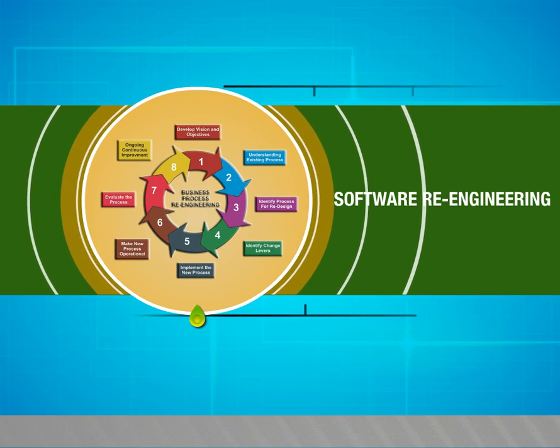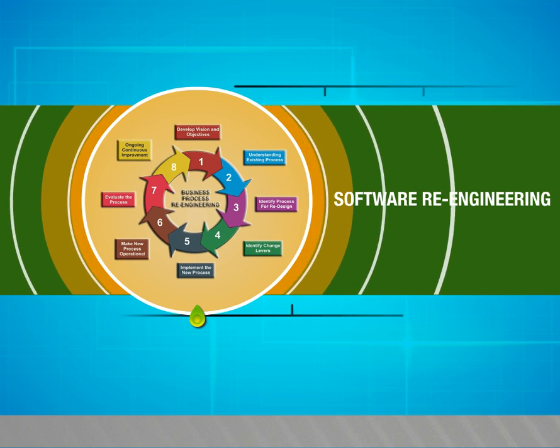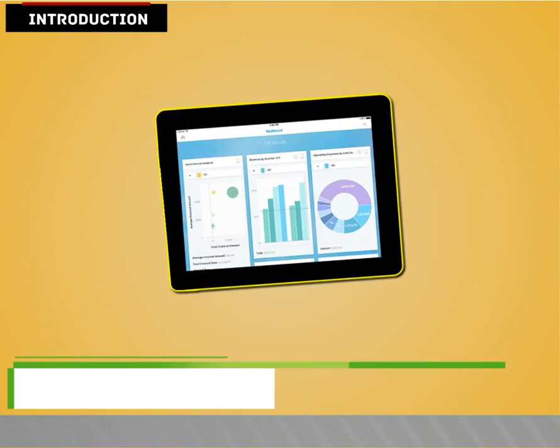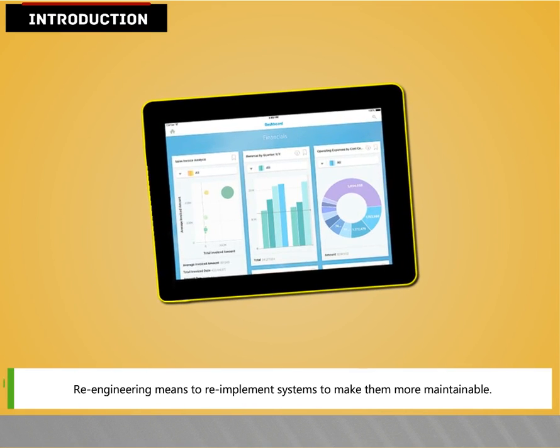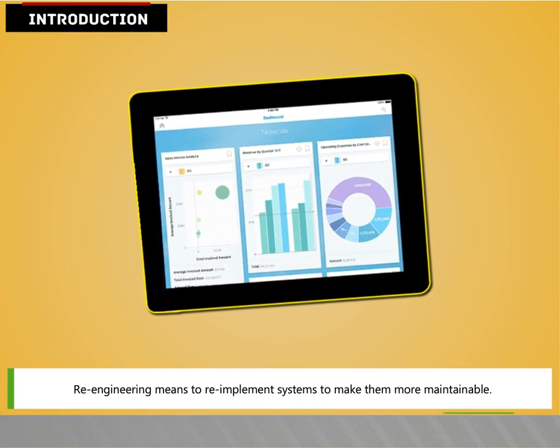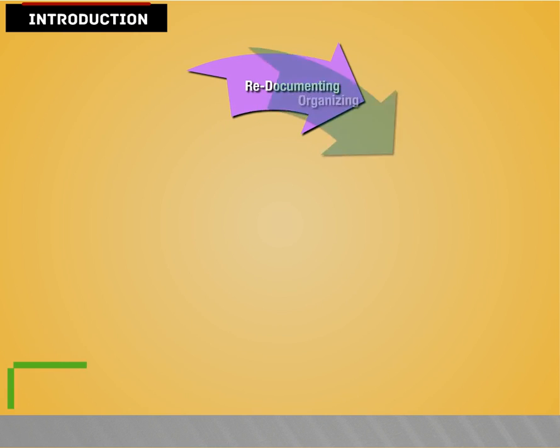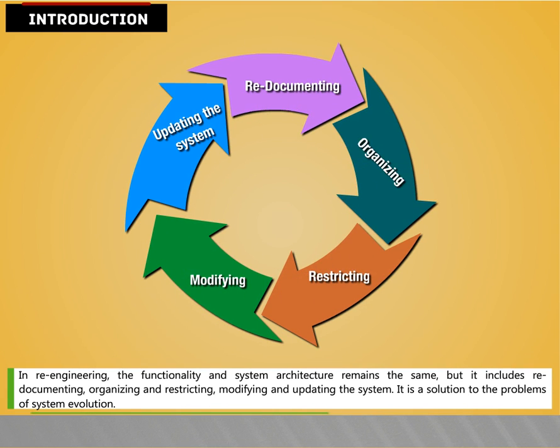Software re-engineering. In this video, we are going to see about software re-engineering. Introduction. Re-engineering means to re-implement systems to make them more maintainable. In re-engineering, the functionality and system architecture remains the same, but it includes re-documenting, organizing and restructuring, modifying, and updating the system. It is the solution to the problems of system evolution.